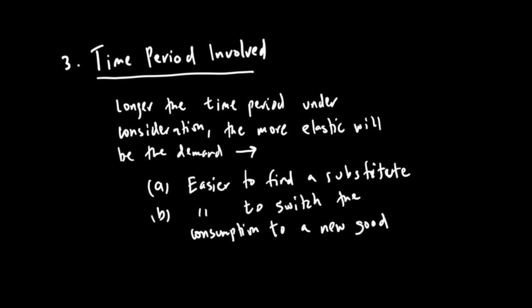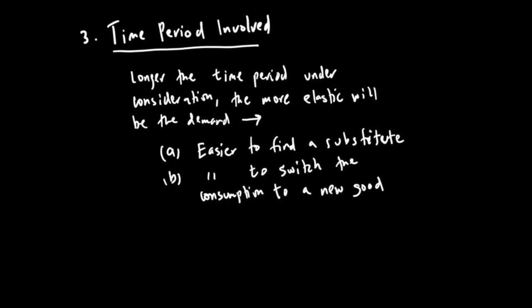Like, for example, I eat a particular kind of cereal, and if the price of the good goes up, I might find it difficult to switch in a week's time. But yes, if the price keeps on going up in a month's time, I can switch to another cheaper substitute.